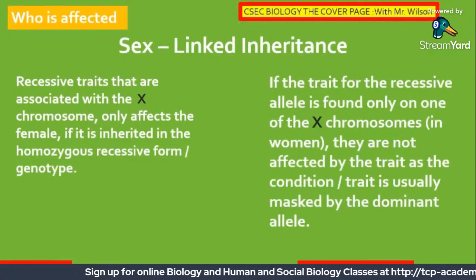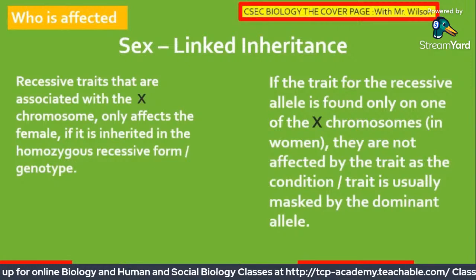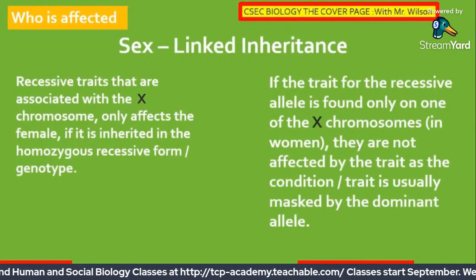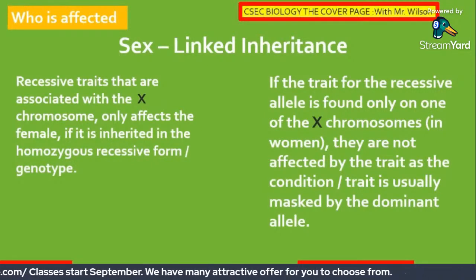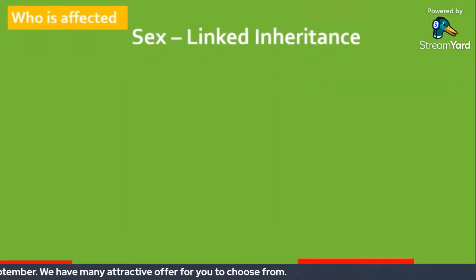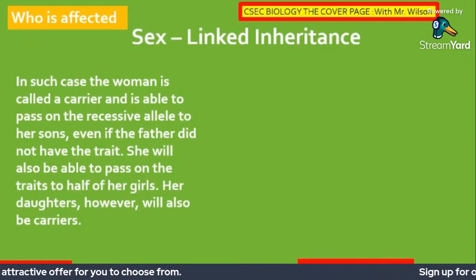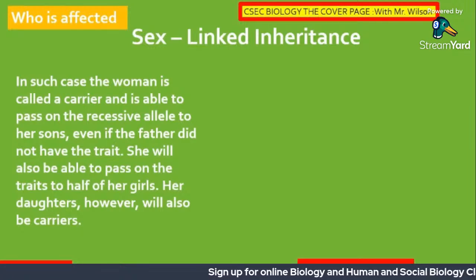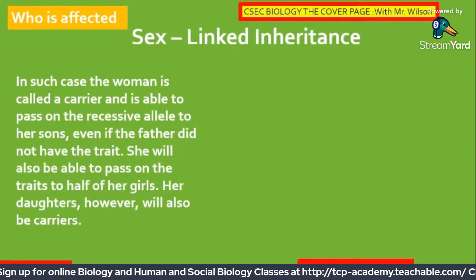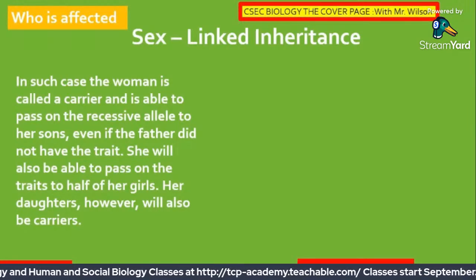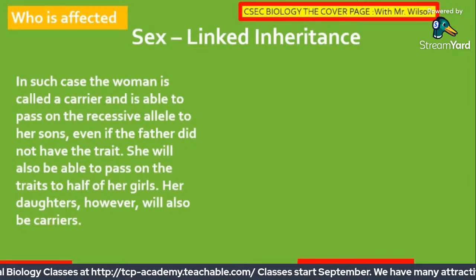If a trait for the recessive allele is found only on one of the X chromosomes in women, they are not affected by the trait, as the trait is usually masked by the dominant allele. In such a case, the woman is called a carrier and is able to pass on the recessive allele to her sons. Even if the father did not have the trait, she will also be able to pass on the trait to half of her girls. Her daughters, however, will also be carriers.